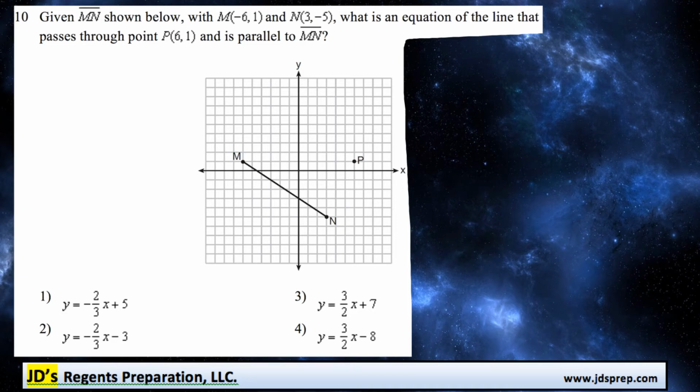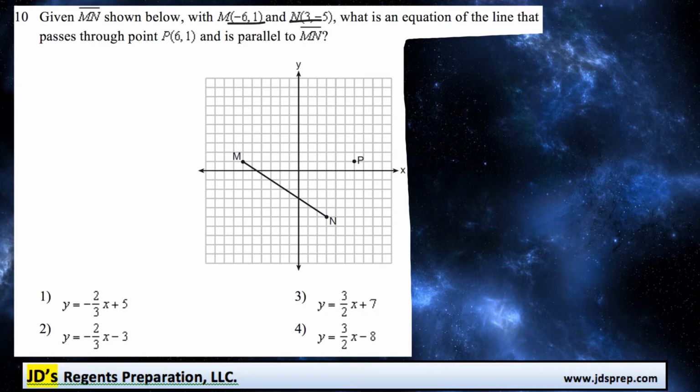This is question number 10 from the August 2015 Geometry Regents exam. So given the line segment MN, and we know the values of the endpoints, what is an equation of the line that passes through the point P and is parallel to MN?